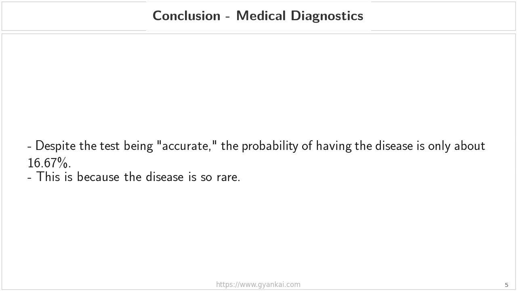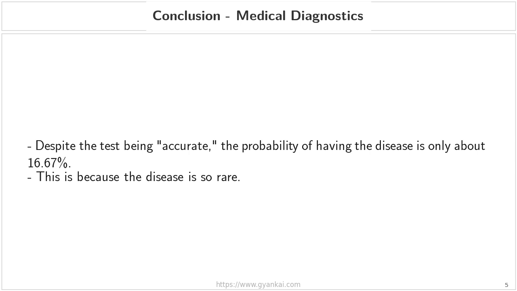The reason the probability remains so low is due to the base rate we discussed earlier. The fact that the disease is incredibly rare, affecting only 1% of the population. Because the disease is so uncommon, the number of false positives from the healthy 99% of the population actually outweighs the number of true positives from the tiny 1% who are sick.